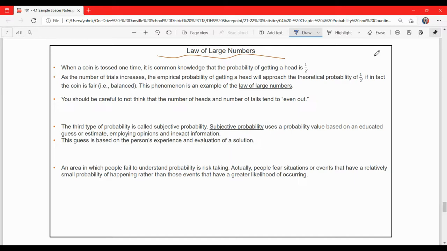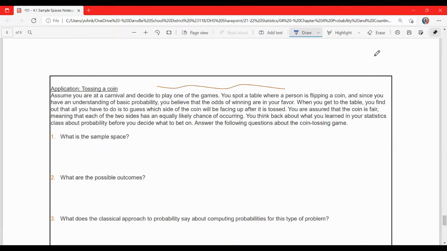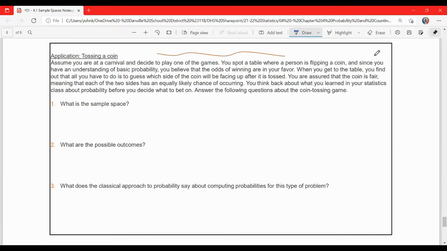And so subjective probability is what you would anticipate something happening. Like, what are the chances that it's going to rain tomorrow? I would be giving subjective probability because I'm not a weatherman.